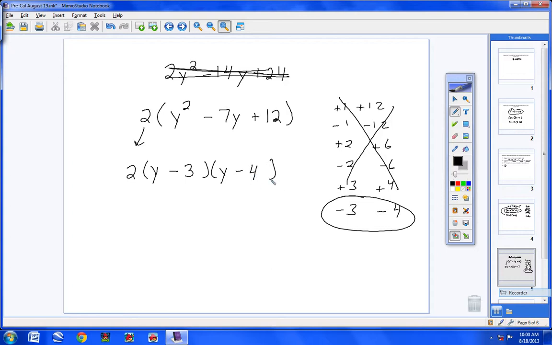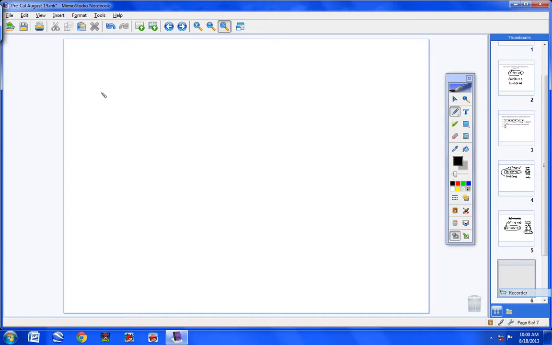Now, I'm not going to rewrite this answer 2 ways every time, but you do understand this parentheses here could have been first, and this parentheses here could have been second. Hopefully you do understand that, okay? So either one of those 2 answers would be correct. But anyways, there it is. 2 parentheses y minus 3 parentheses y minus 4. All right, 2 more examples. Let's continue on, and hopefully you guys are grasping this. Let's go to a little more difficult problem.